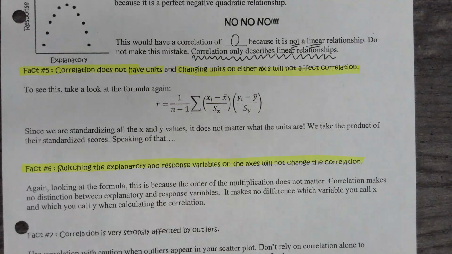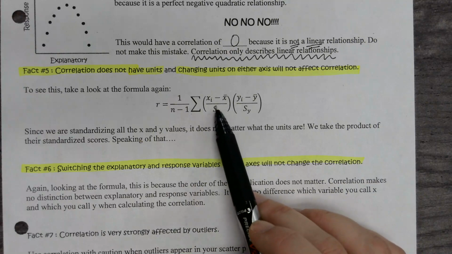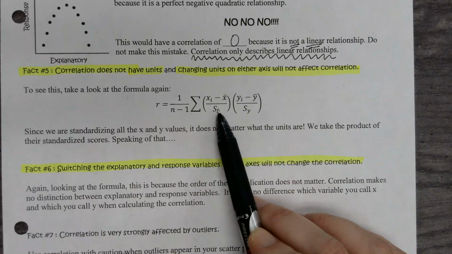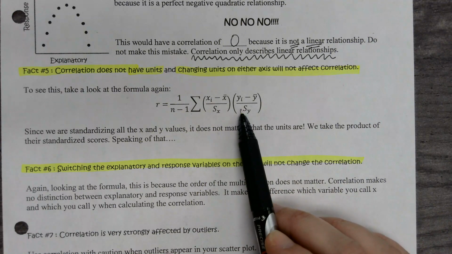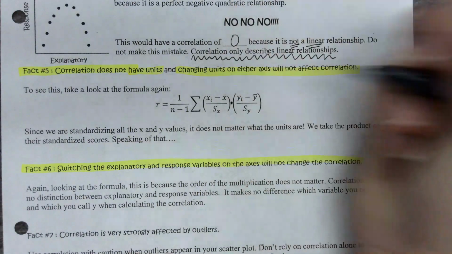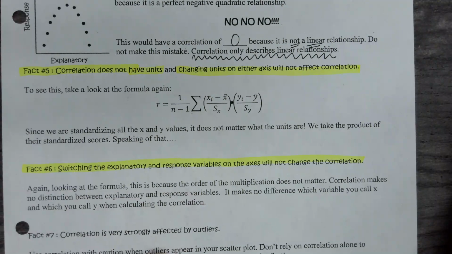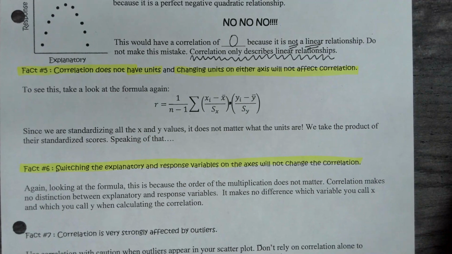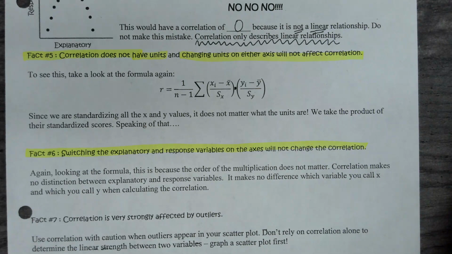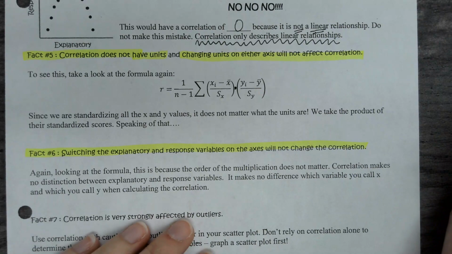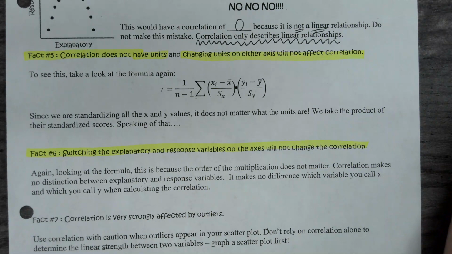Again, looking at your values and how we are affecting our formula, here I have my x and my y. If this was our explanatory and this was our response, and we switch the two, when I multiply the two together, the order is not going to matter. If I take 3 times 2, it's going to be the same thing as 2 times 3. So the order of which we have our explanatory and response variables won't matter either. Makes no difference what you call X and what you call Y when you're calculating the correlation coefficient.